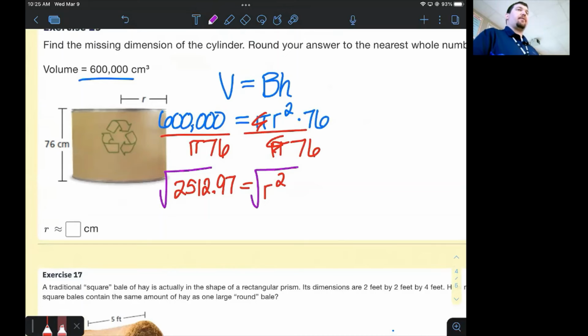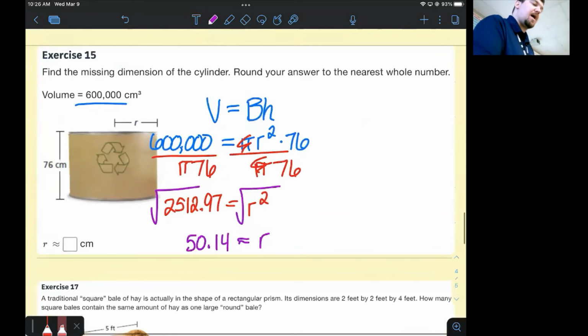2,512.97. If you have a calculator that you borrowed from me, you probably just hit the square root button. It probably just does it right there. If you have that number still in your calculator, just hit that one button. Lucas, what do you get? Was it 50 point? Okay. So we'll say r, or r is approximately equal to 50.14.